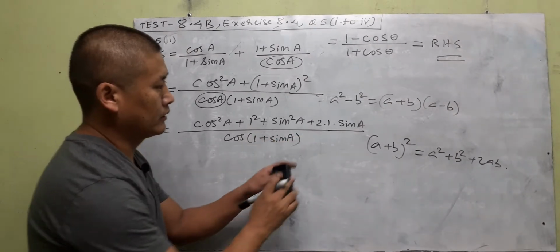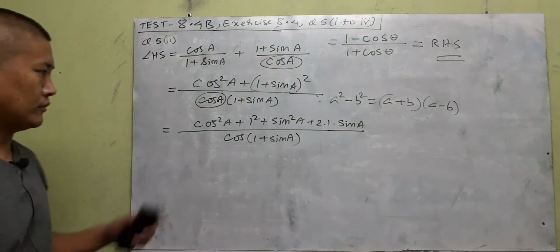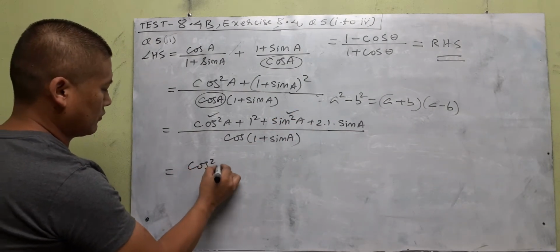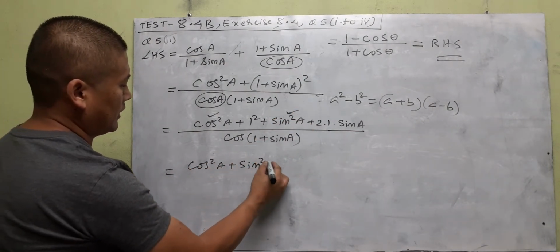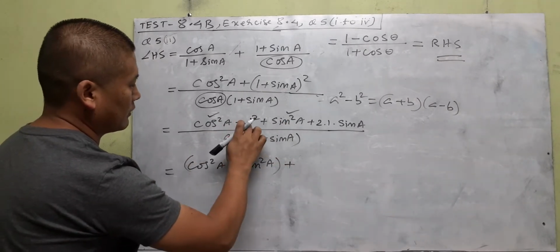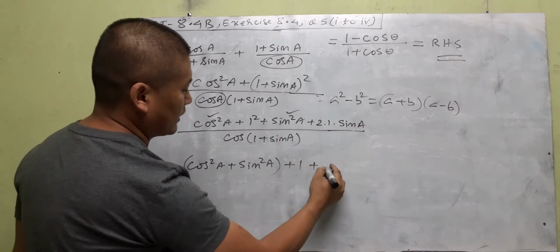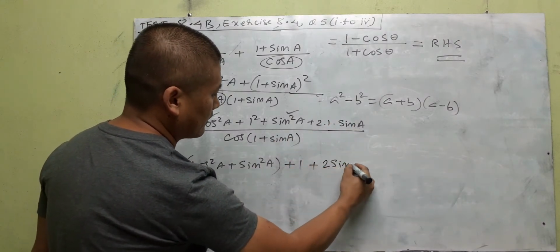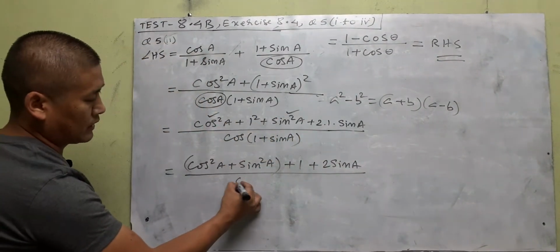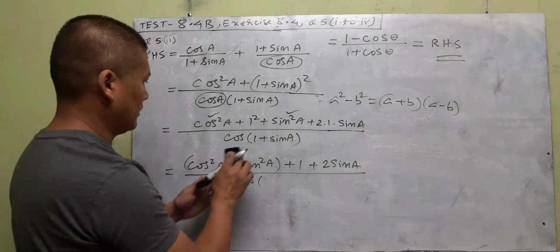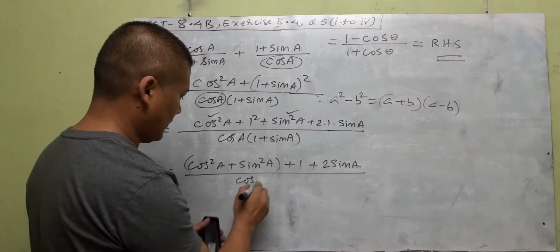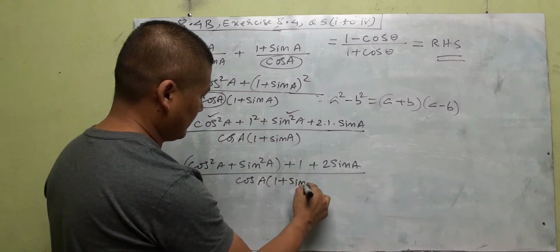Okay, so I hope you're getting it. Next here, let us bring these two together, cos square A plus sine square A. Then 1 here plus, so put it plus. And 1 square is 1 plus 2 into 1 into sine A, 2 sine A. We're just clubbing these two together because we know this formula and we can apply it there, that's why we're doing it. So this is cos A into 1 plus sine A.